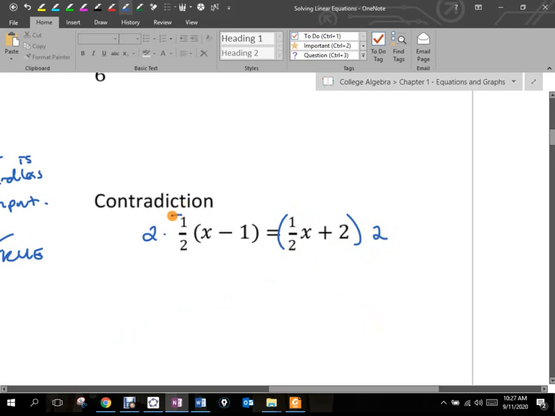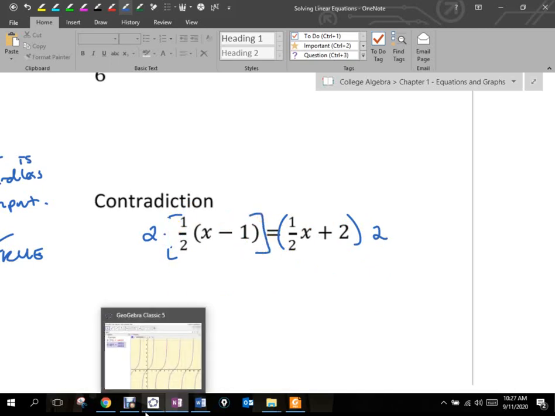Now, the idea here is when I multiply the left-hand side, I should have put parentheses around here, so I'll put those brackets. I don't know why that one bracket keeps disappearing. But I've got 2 times this new quantity of 1/2 times the quantity x minus 1, right? So ultimately on the left-hand side, how many things am I multiplying together? Multiplying 3 things together, ain't I?